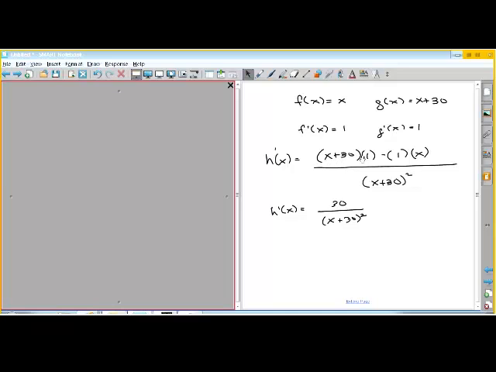So the x's cancel out. You've got 1 times x, which is plus 1x, and you've got minus x. So this is the derivative of the second part of that expression.